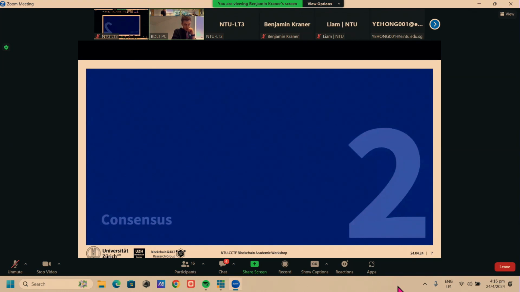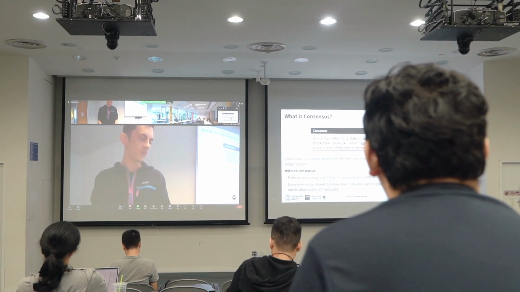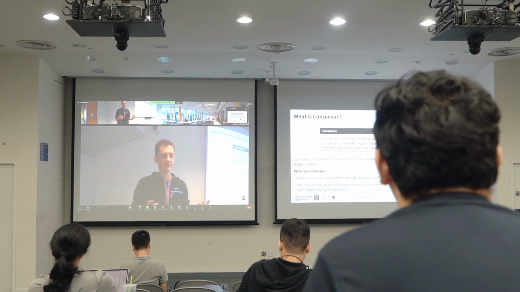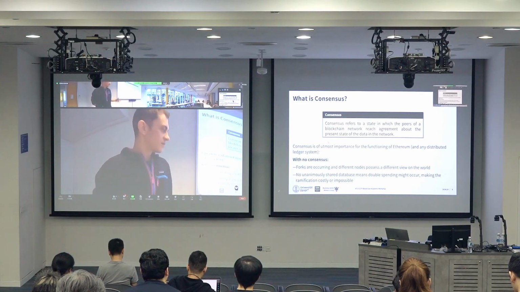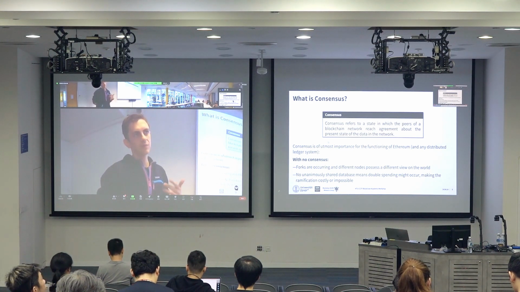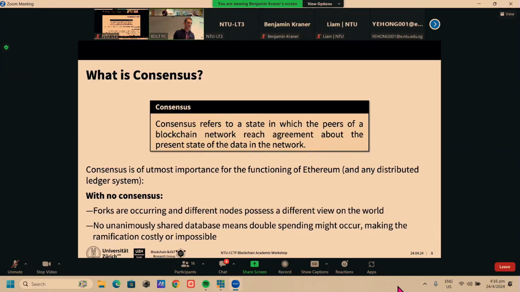Now, what is consensus? Consensus refers to a state in which all the peers in the blockchain network understand what is the correct and current state of the data in the network. So everybody has the same view, in our case, of the blockchain. It is really important that consensus is achieved, because if there is no consensus, what will happen is that some nodes will fork away, so they will produce blocks at the same height, and this will basically mess up the view of the blockchain that this whole system has. So one part could have another transaction history than the other part.